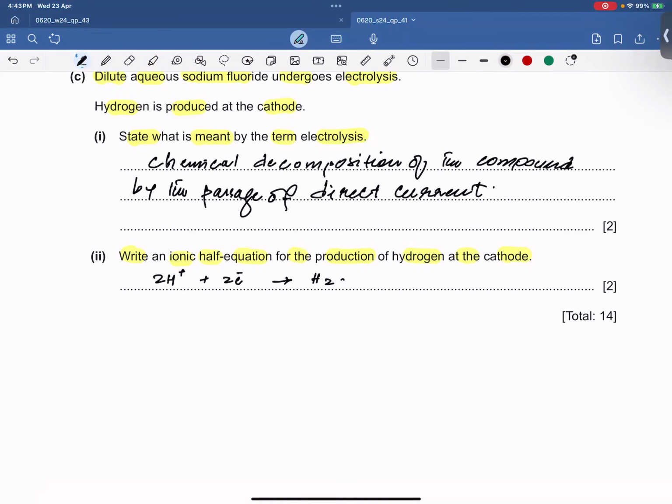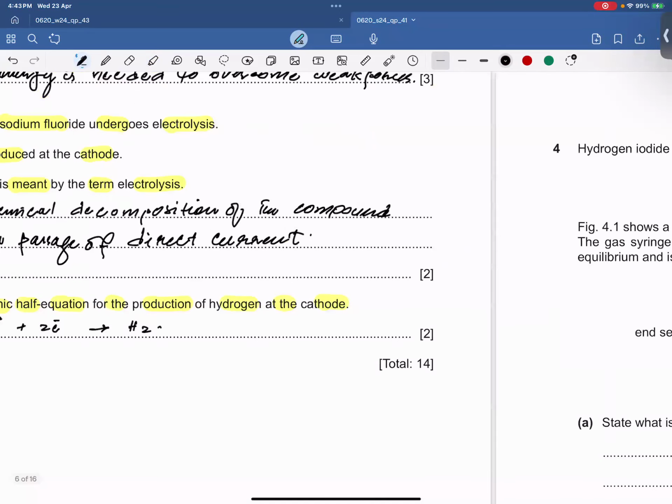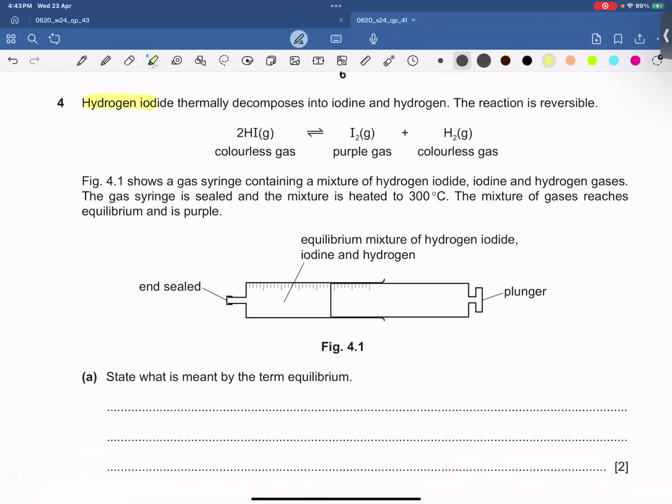Let's move on to the next question. Hydrogen iodide thermally decomposes into iodine and hydrogen according to the equation given below. Remember this, it is colorless. This is also colorless, but the iodine gas has a purple color. Figure 4.1 shows a gas syringe containing a mixture of hydrogen iodide, iodine, and hydrogen gases. The gas syringe is sealed and the mixture is heated to 300 degrees Celsius. The mixture of gases reaches equilibrium and is purple. Okay. Explain what is meant by the term equilibrium.